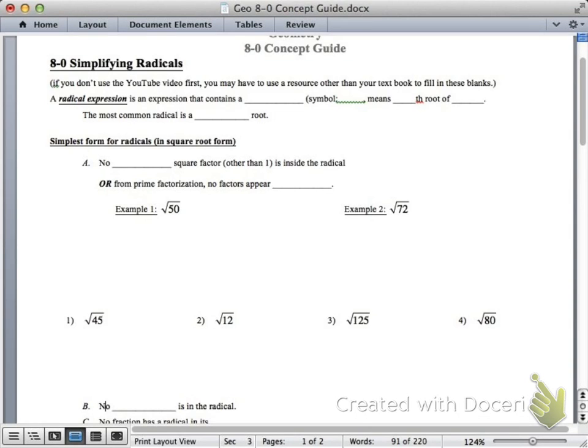Okay, hello everybody, and welcome to Chapter 8, where we're going to start with actually something that's not in your textbook. But before we do, I'd like to introduce you to somebody.